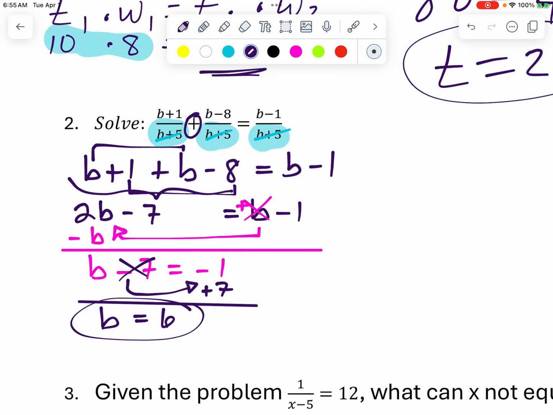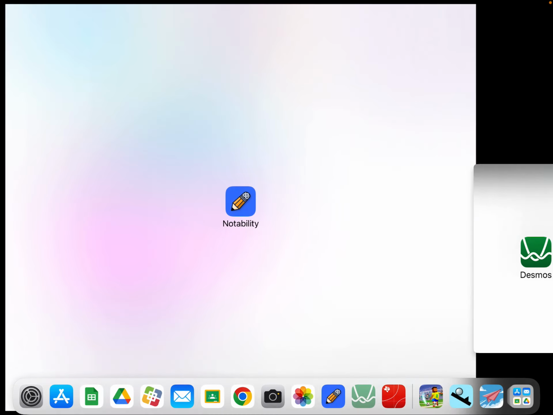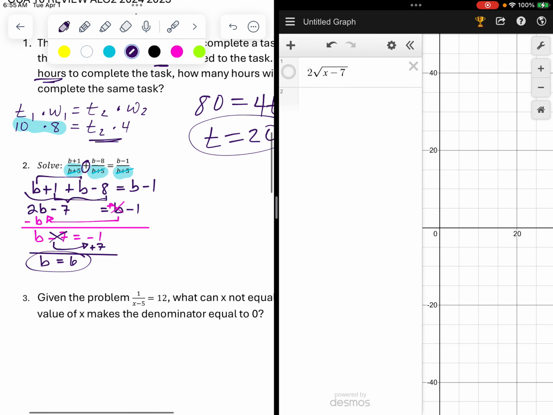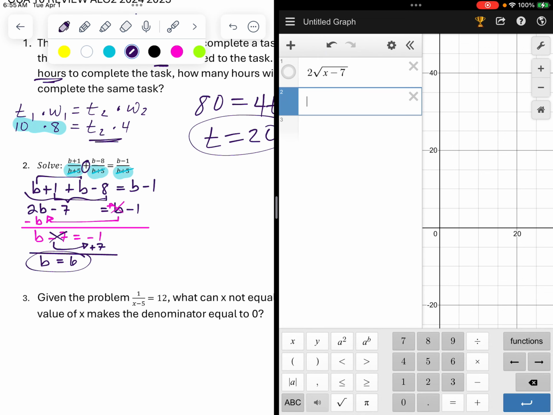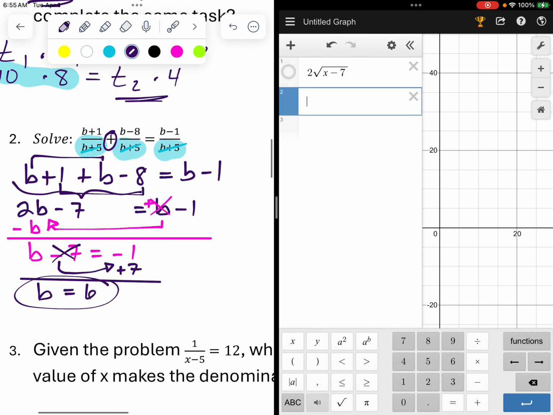So how would you solve that using Desmos? So let's fire up Desmos here. And I'll show you how to do this the graphing way. Now anytime you're graphing in Desmos, you want to make sure that you are using the letter x and not the letter b. So we're going to do parentheses x plus 1 divided by x plus 5. That's our denominator, right? x plus 5, and then jump over to the right, and then we go plus, and then we have x minus 8. Oops. Let's put our parentheses here. x minus 8 divided by x plus 5.